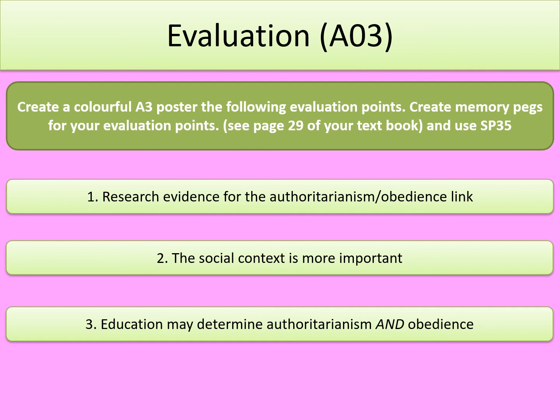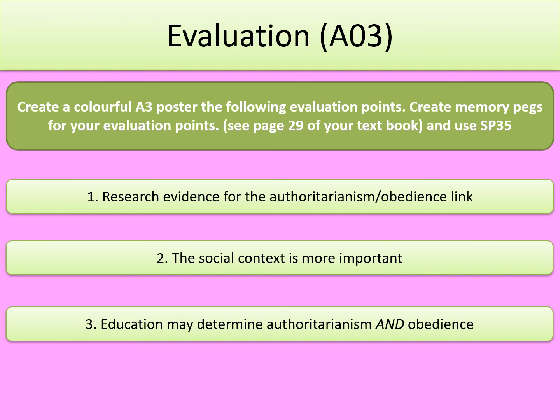The second evaluation is the second paragraph on page 29, and it's a criticism of the authoritarian personality as an explanation for obedience, because it says the social context is more important. And this is where you use Milgram's variations to show that if obedience changed when we changed the situation, when we changed the context, then that tells us it's not your personality that's causing you to obey, it's something about the situation. And we already know about Milgram's variations, so use a little bit of that information you had from last week to provide evidence that the social context is more important.